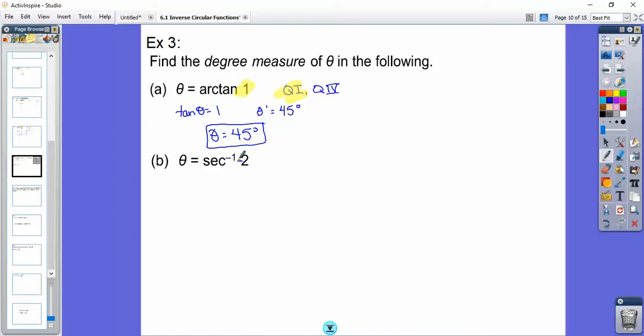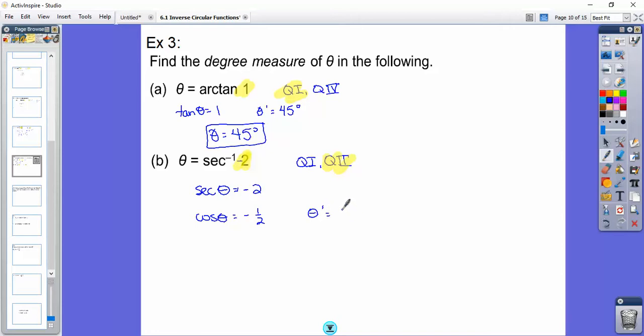B. Let's make this a negative just for fun. Theta equals secant inverse of negative 2. Okay, so secant is like cosine, so it'll be 1 and 2. Because this is a negative 2, we need our negative quadrant, which is quadrant 2. So really what we know is that secant of some angle is equal to negative 2. Or if you prefer, that means cosine is a negative 1/2.